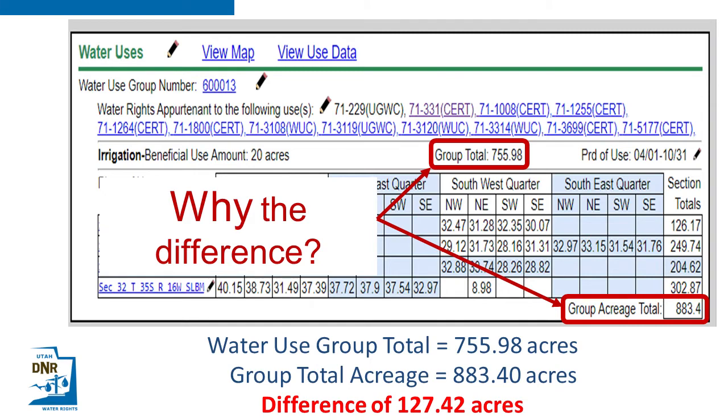In this case, the applicant has been approved for crop rotations, and they have 127.42 acres of ground that are not in production at any given time. The applicant is required to inform our office each year of what ground will be in production. They are also required to meter each of their sources and report the meter data annually to our office. This example highlights the importance of reading through the documents on the water right file to gain a deeper understanding of how the water rights are approved and used.